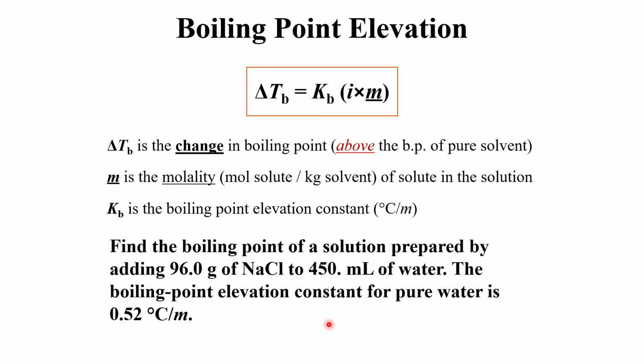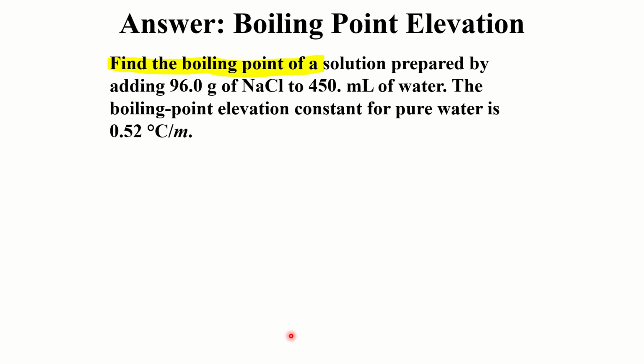Okay, so let's go through an example problem. This one states, find the boiling point of a solution prepared by adding 96 grams of sodium chloride to 450 milliliters of water. The boiling point elevation constant for pure water is 0.52 degrees Celsius per molal. Let's walk through the work here.